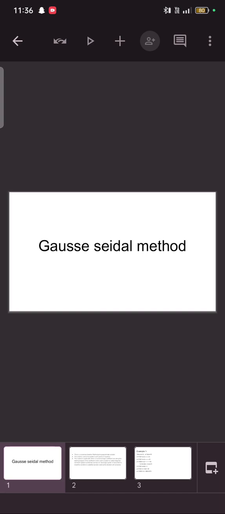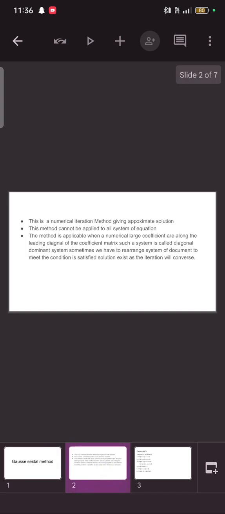Today I am going to explain the Gauss-Seidel method. This is a numerical iteration method that gives an approximate solution. This method cannot be applied to all equations. The method is applicable when large numerical coefficients lie along the leading diagonal of the coefficient matrix. Such a system is called a diagonally dominant system.